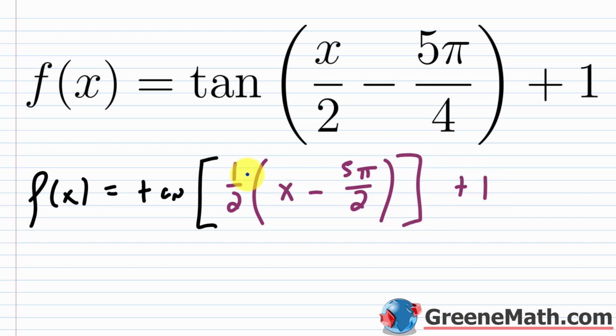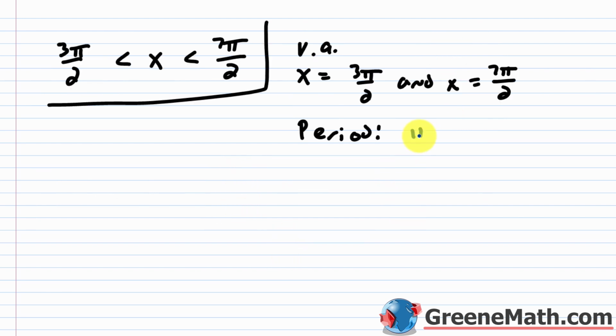Again, if you want to check this, 1/2 times x is 1/2 x, or x over 2 if you want to write it that way. Then you have minus and minus, and then 1/2 times 5 pi over 2 would give me 5 pi over 4. So that checks. All right, so if we look at it now, you have this 1/2 here. So the period is going to be pi divided by 1/2. So you can go pi over 1 times 2 over 1, which is 2 pi. Okay, so now we know that the period is 2 pi.